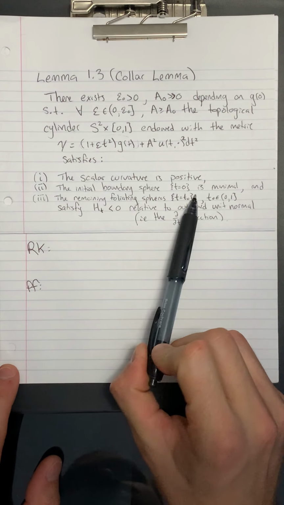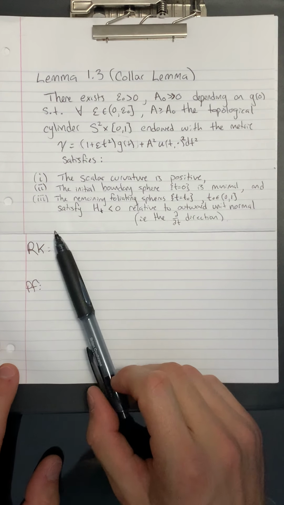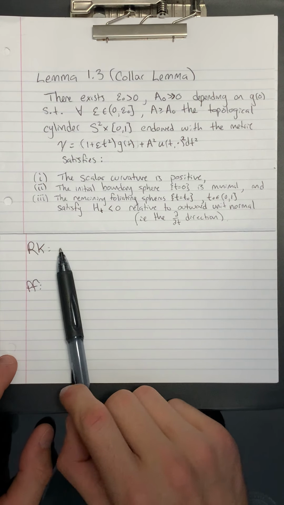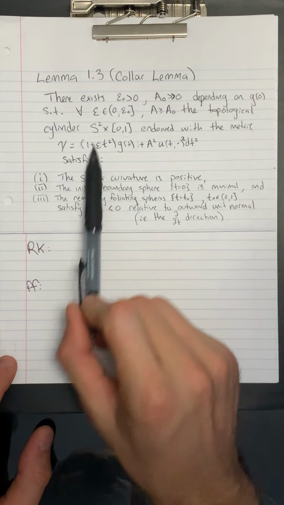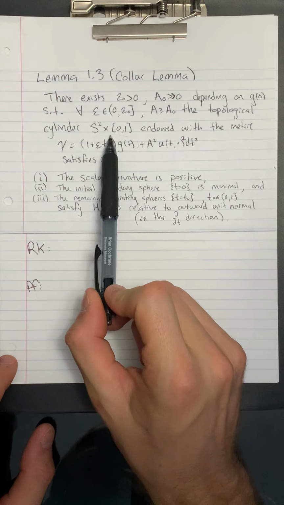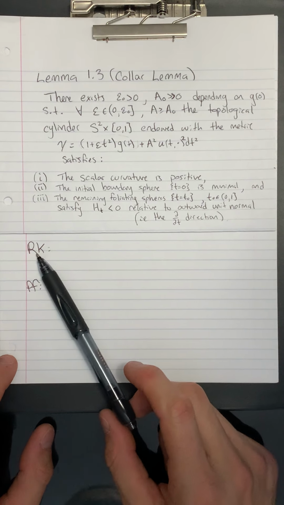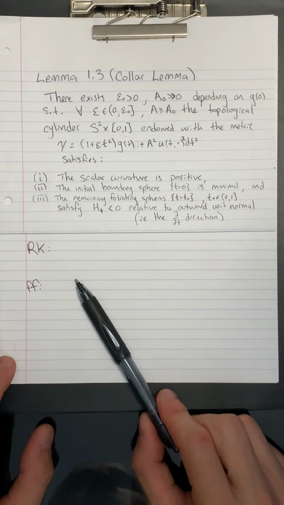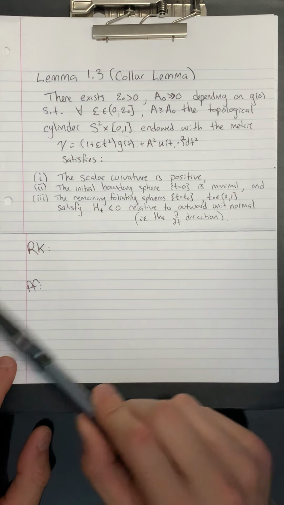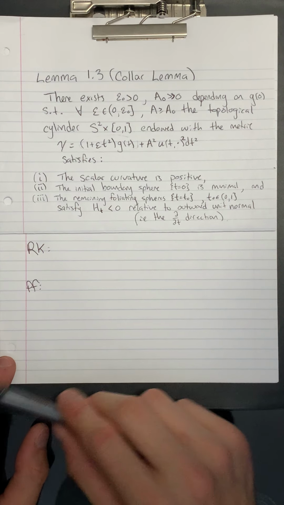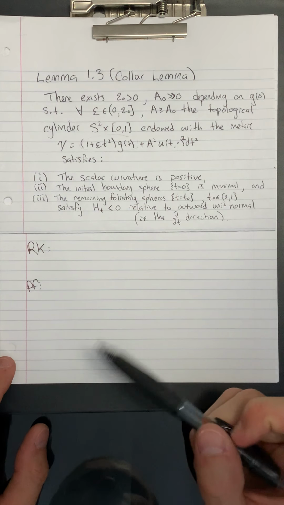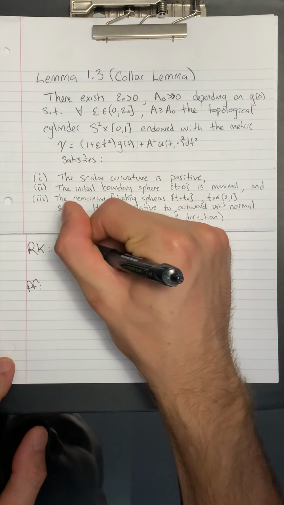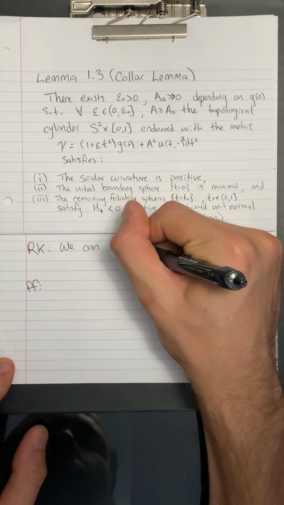The initial boundary sphere is minimal, and it's also outer minimizing, meaning that there's no other minimal surface in this manifold. I'll denote this manifold as M, this S2 times [0, 1]. The remaining foliating spheres are all strictly mean convex, meaning that the mean curvature is strictly negative relative to the outward normal.